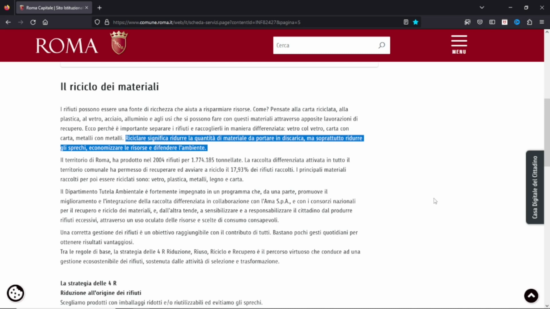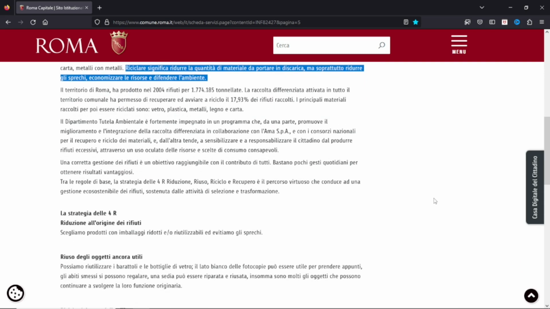To recycle means to reduce the quantity of material that is taken. Now, I don't know what indiscarica is, but I'm assuming that's landfill. But overall, to reduce waste, is that? I'm not sure. Must be something like that. To be more economical with resources and to defend the environment, so be more ecologically friendly.